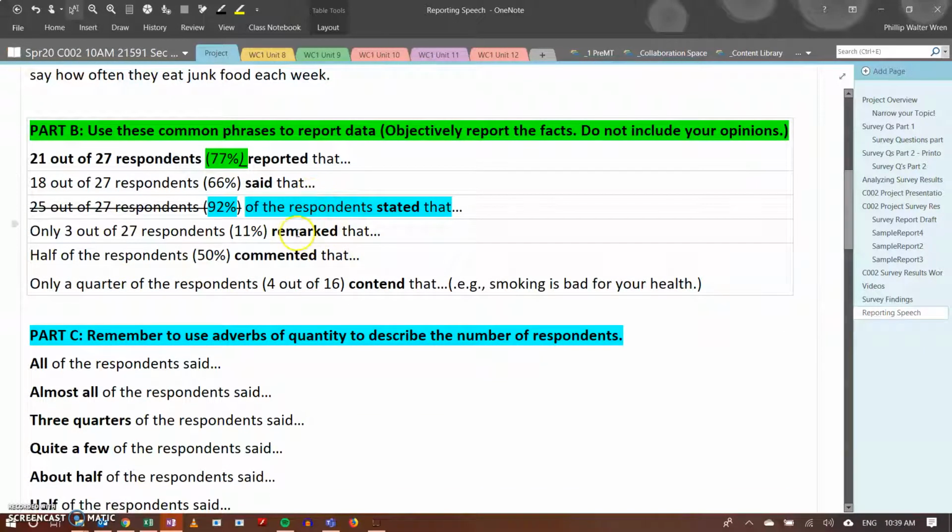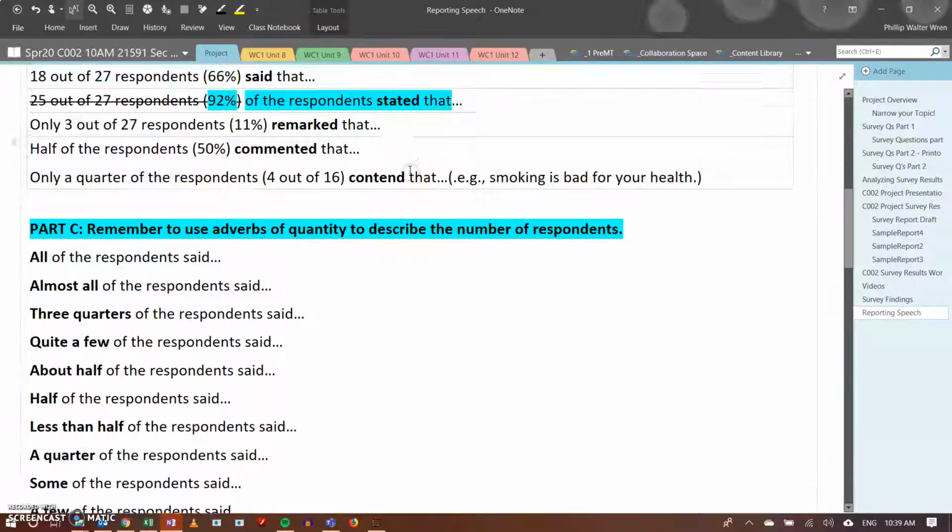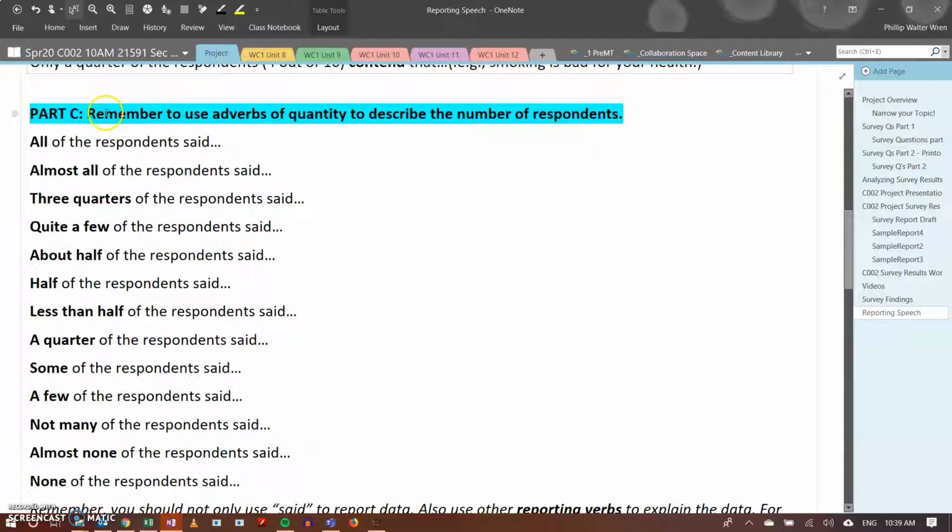So, we have some other verbs that you can use. Remarked that, commented that, contend that. These are different phrases to report facts, not your opinions. Next, remember, use adverbs of quantity to describe the number of respondents. This is another way to tell me different things. You can also include percentages in this. All the respondents said. Almost all the respondents. 3/4 of the respondents, we could say 74% of the respondents said.